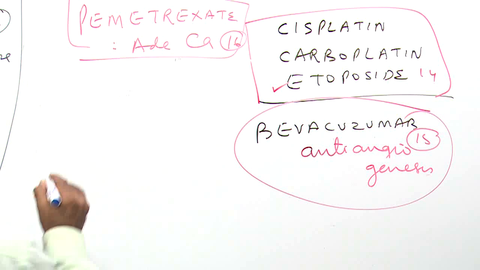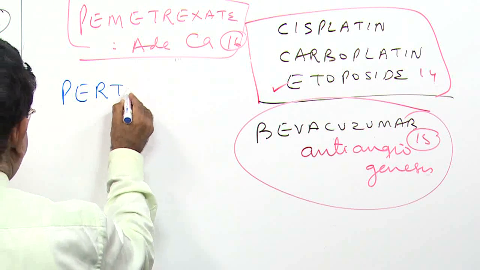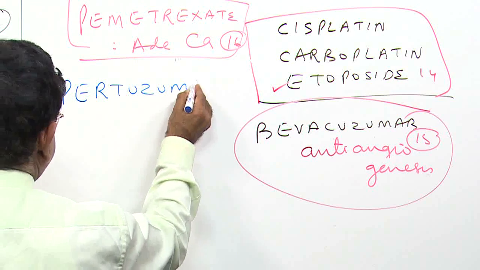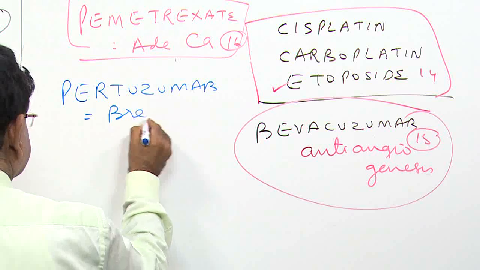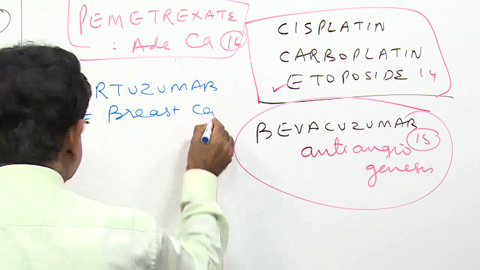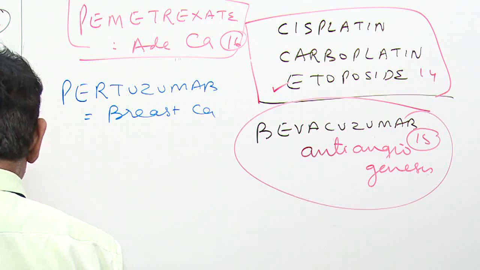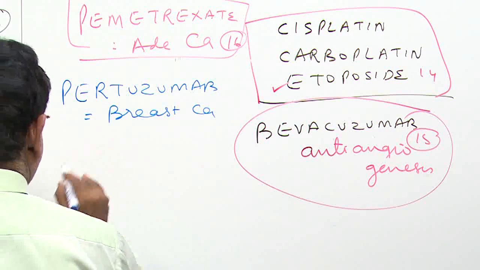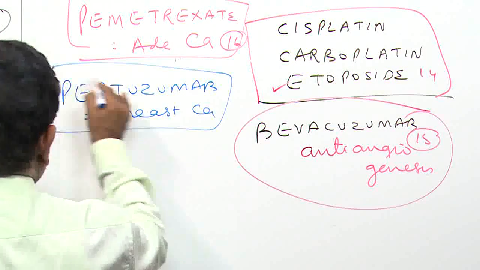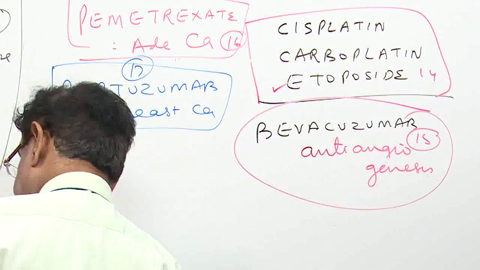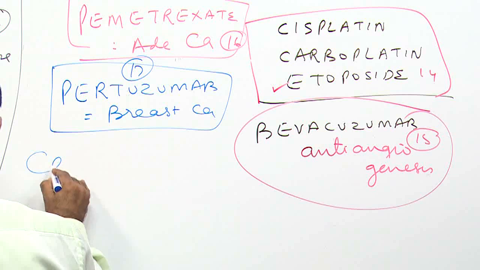And we talk about one more drug, pertuzumab. This is highly effective in breast cancer. Highly effective. This is a HER2 antagonist, very effective. New drug, box number 17.